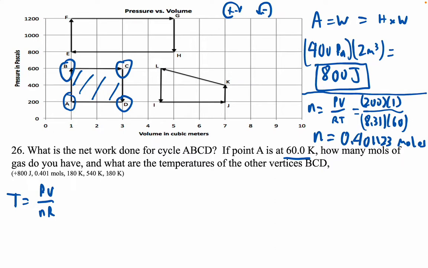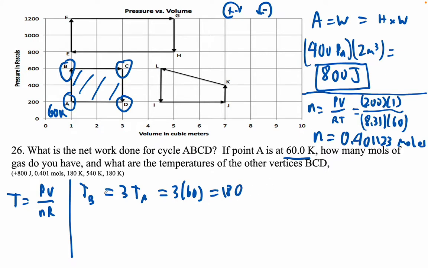Because notice that these numbers are kind of even-looking numbers, aren't they? Okay, so the other way to do it is if this is 60 kelvins, well, here we just increased the pressure by a factor of 3 from 200 to 600. So is it possible that the temperature went up by a factor of 3? Yes. Right? So the temperature at B is just going to be 3 times the temperature at A, so 3 times 60 is 180. Now if you don't believe me, go ahead and just do the maths here.